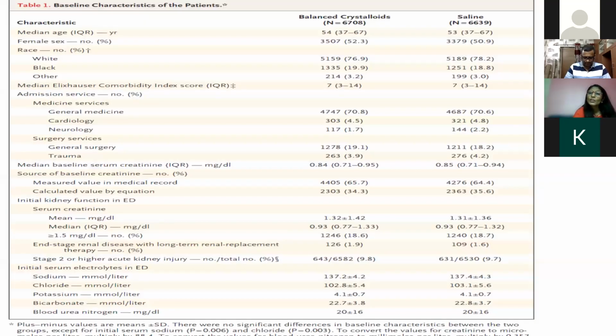The median age was around 53 to 55 for patients. There was about a 50% distribution of female sex. The general medicine patients were around 70%. Post-surgical patients were around 18 to 19% and trauma was 3 to 4%. The baseline levels of serum creatinine and electrolytes were well matched.